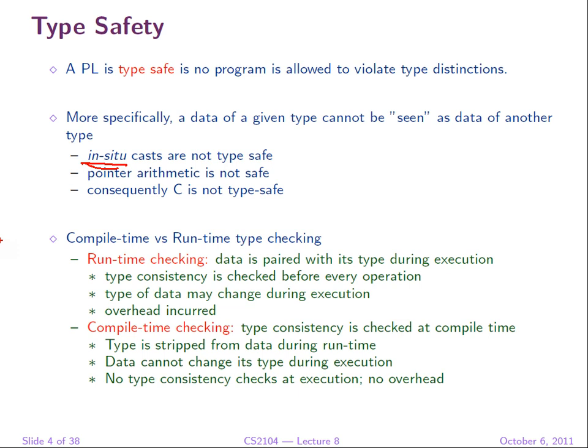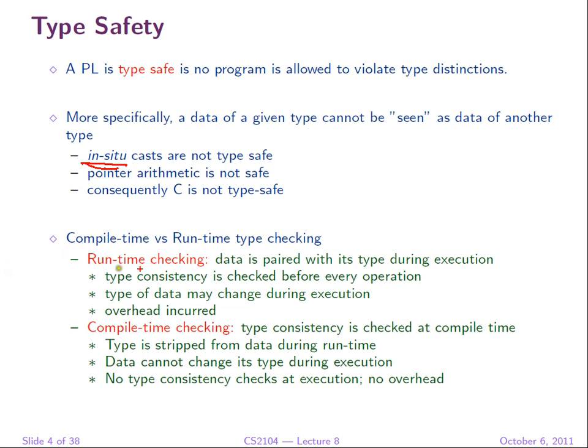Now, how do we enforce type safety? We can enforce it, assuming we are in a type safe language, right? We can enforce type safety either at compile time or at runtime, right? So at runtime, data is paired with its type during execution. And notice that it's not related necessarily to whether the language is interpreted or compiled. An interpreted language can be type safe as well.